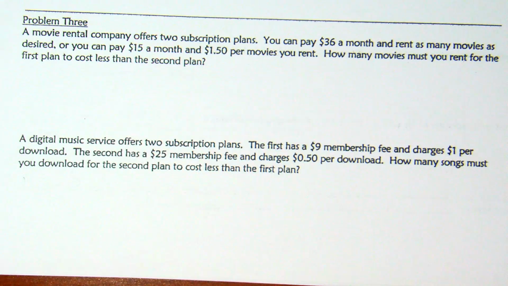A movie rental company offers 2 subscription plans. You can pay $36 a month and rent as many movies as desired, or you can pay $15 a month and $1.50 per movie you rent. How many movies must you rent for the first plan to cost less than the second plan?